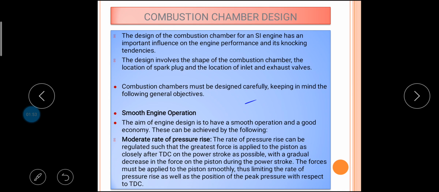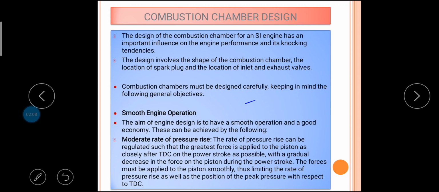Reducing the temperature of the last portion of the charge through application of a high surface to volume ratio in that part where the last portion of the charge burns. Heat transfer to the combustion chamber walls can be increased by using high surface to volume ratio, thereby reducing the temperature.